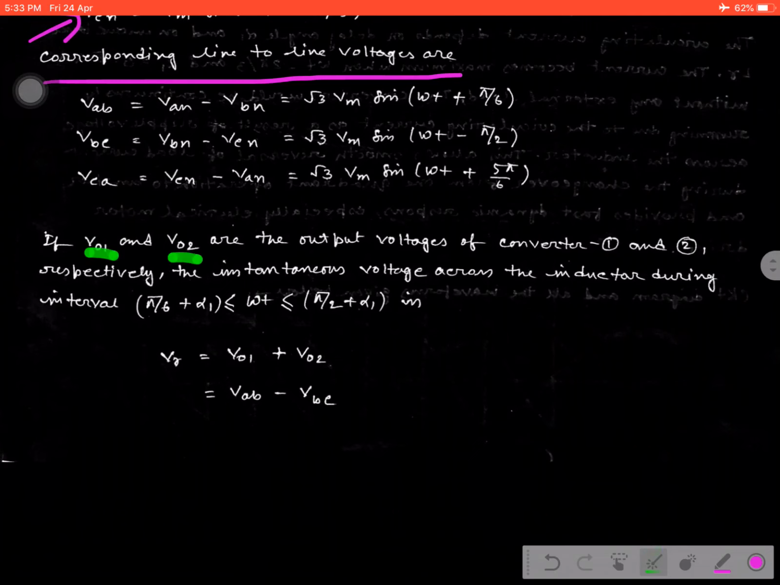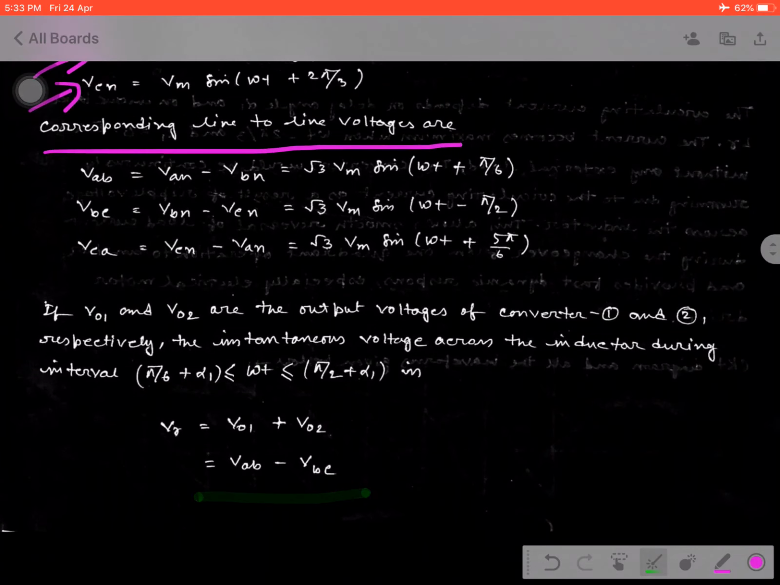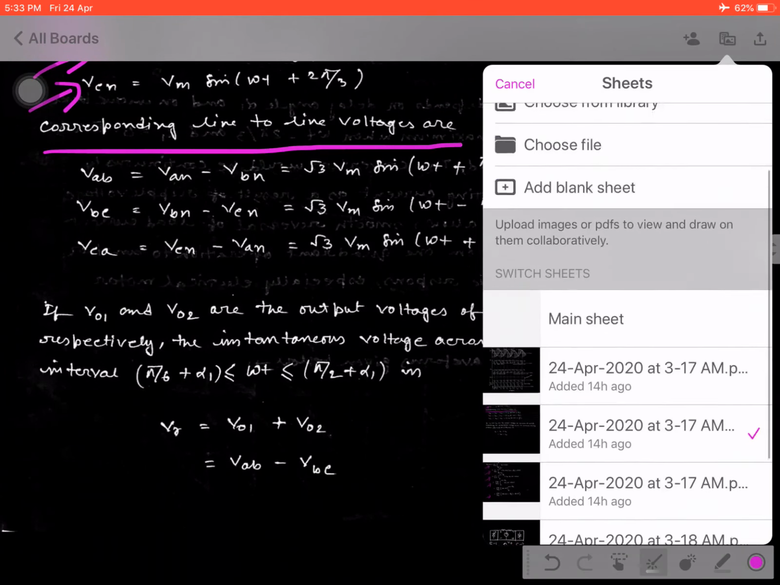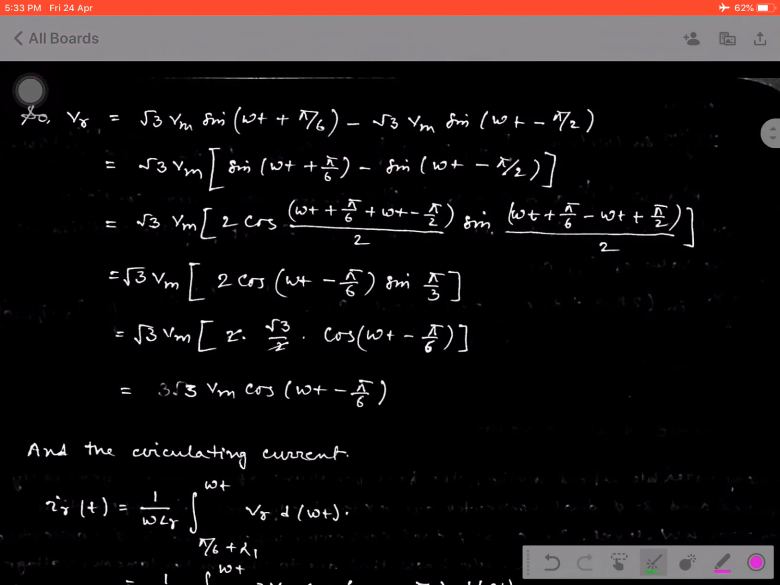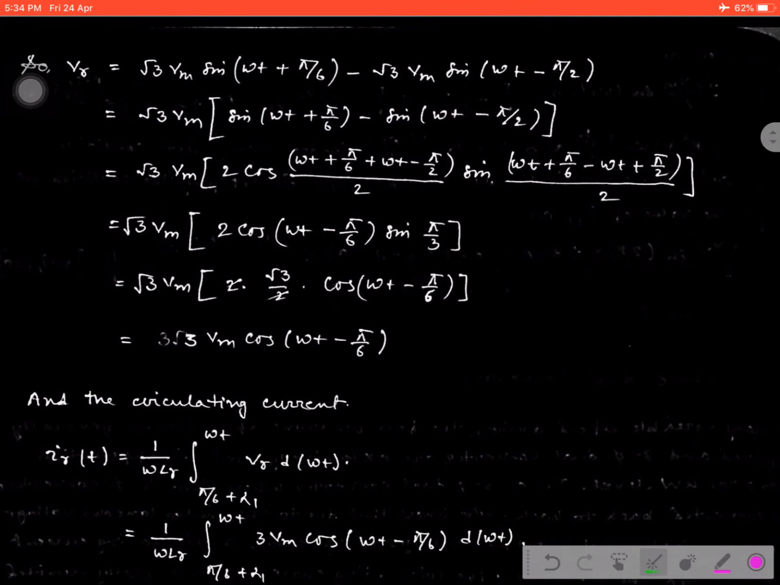V01 and V02 are the output voltages of converter 1 and converter 2 respectively, the instantaneous voltage across the inductor during the interval π/6 + α1 to π/2 + α1 will give you VR equal to VO1 plus VO2, or VAB minus VBC. Clear? Okay. So for further calculation we have made it in this way.